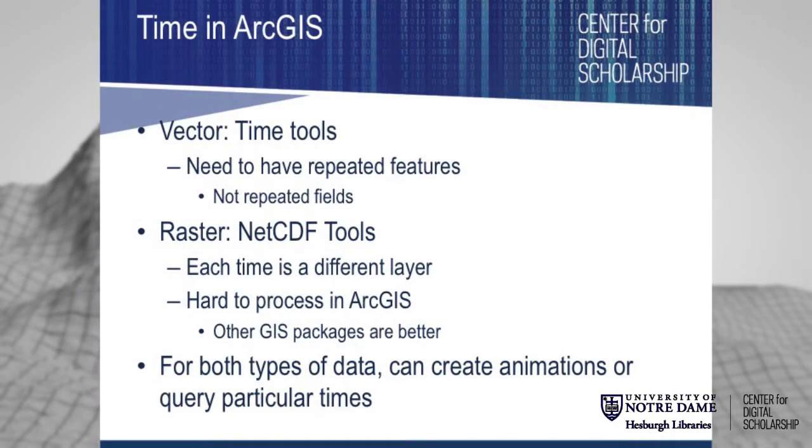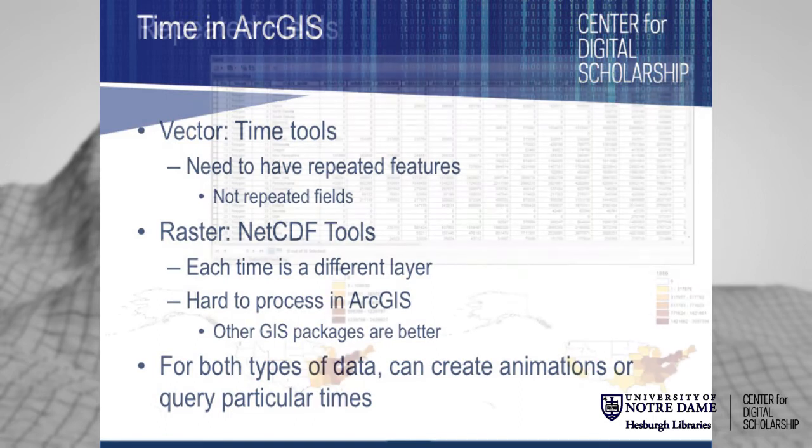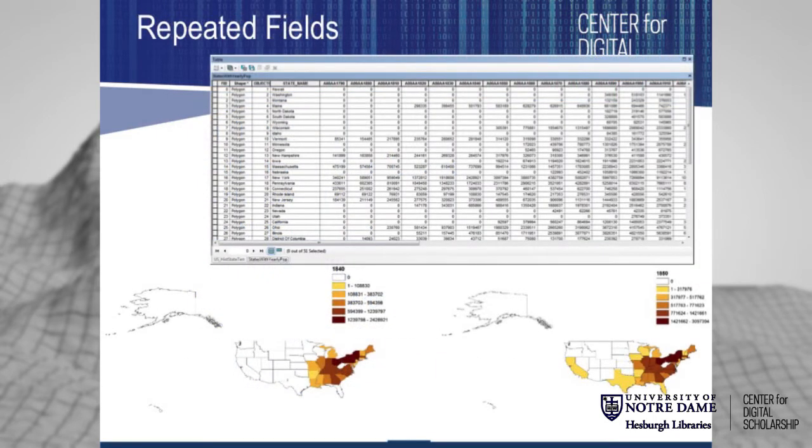So when we're dealing with time data in ArcGIS, for vector data, we have integrated tools that we can use. We need to have them formatted in a particular way, but there are different methods that we can use to visualize temporal data that are integrated in ArcGIS. In particular, we need to have repeated features instead of repeated fields.